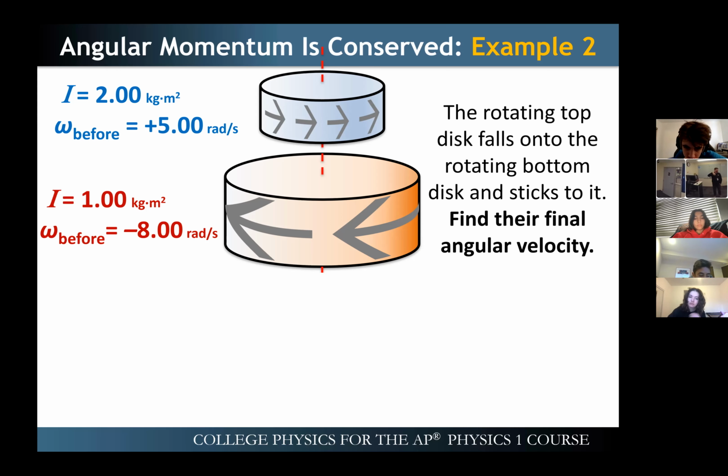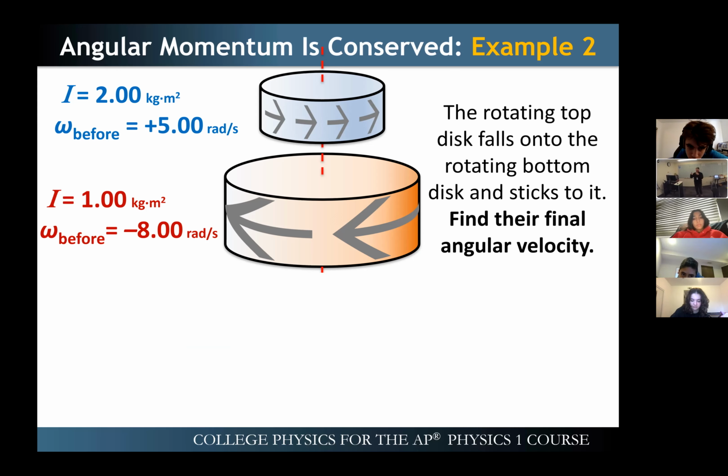They always seem to like dropping one thing onto the next and making them stick together. That's a real frequent theme of things that happen in their questions. In this problem, the blue cylinder, this disk, has an I value of 2 kilogram-meters squared, and it is moving 5 radians per second, with counterclockwise direction positive. The orange disk down below only has an I value of 1 kilogram-meters squared. So even though it's bigger, it has less inertia.